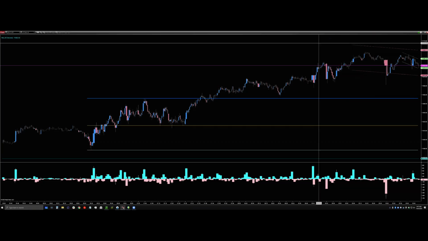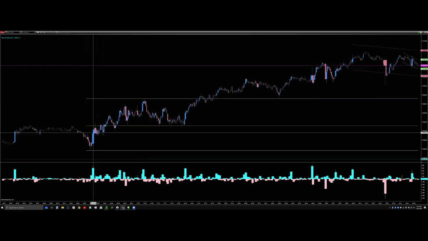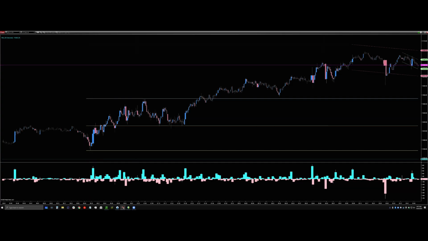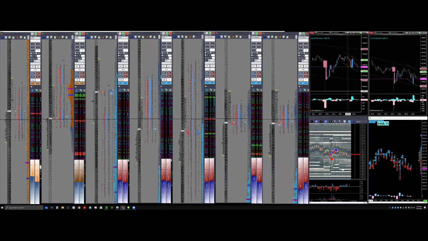NQ was a little more energetic. It had a decent long, but not like NQ. They're usually much better than that, for example. So there you go. Don't let that create a funk for you.